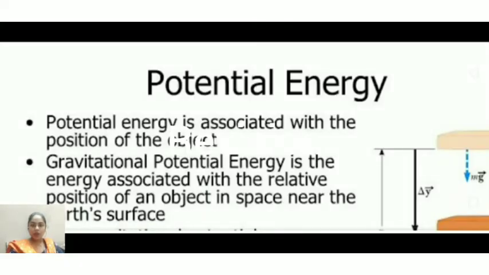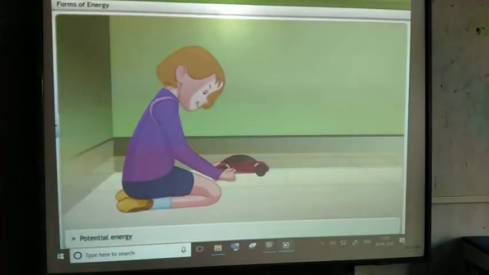So, from the above example, we have understood that potential energy is associated with the position of the object. Gravitational potential energy is the energy associated with the relative position of an object in the space near the Earth's surface. Now let's revise what we have learned today with the video.